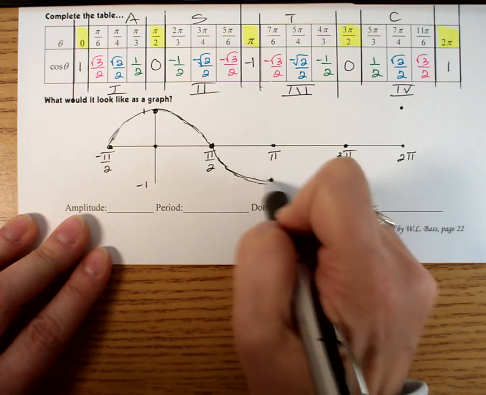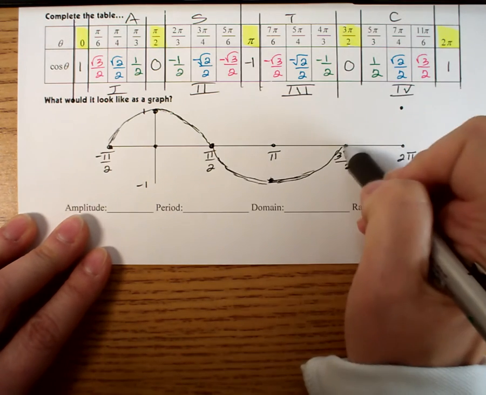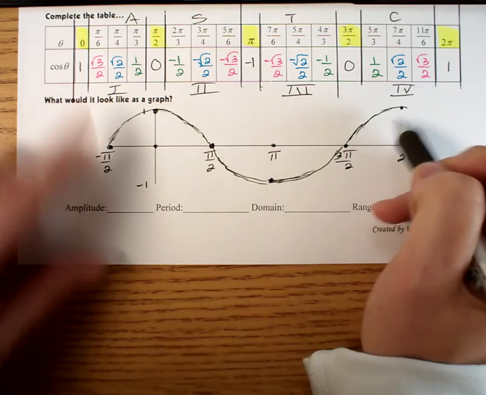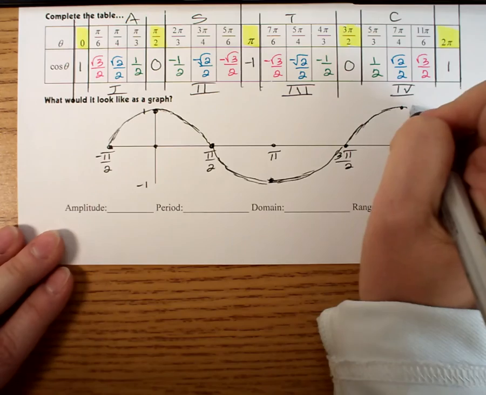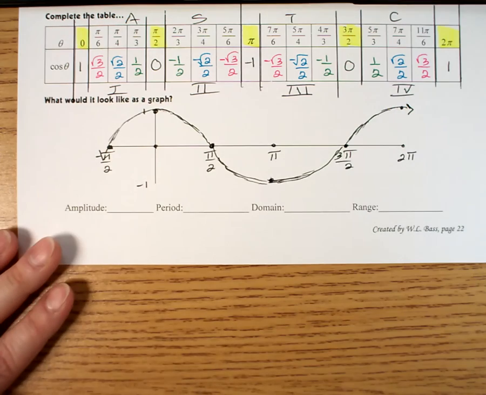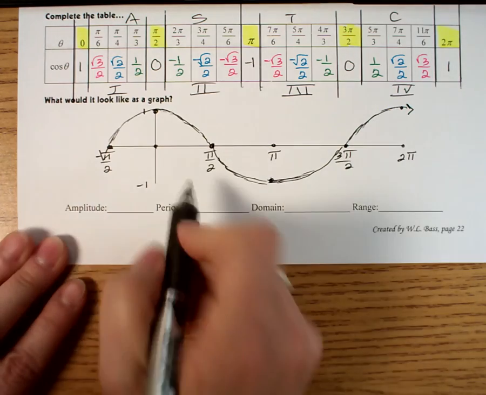Now I'm choosing to only graph certain points because I know what my shape is supposed to look like, but you could certainly graph all of the points and actually connect more dots. Put my arrows on the ends because this is going to go forever in both directions, so there's what we would call our parent cosine curve.